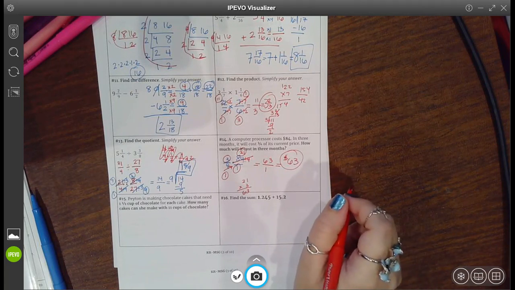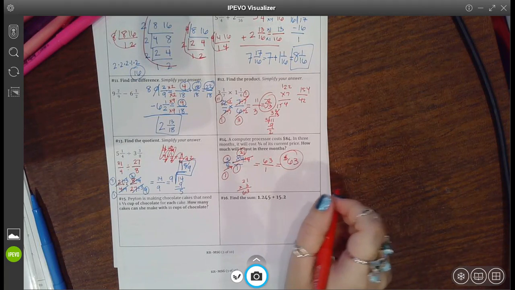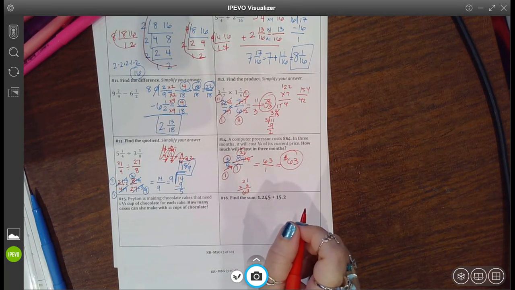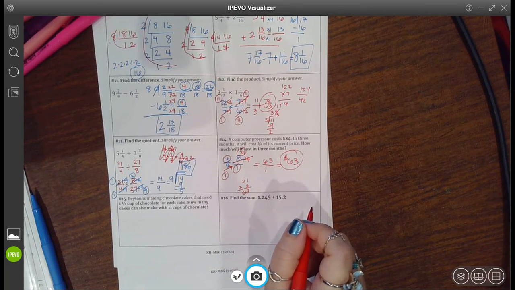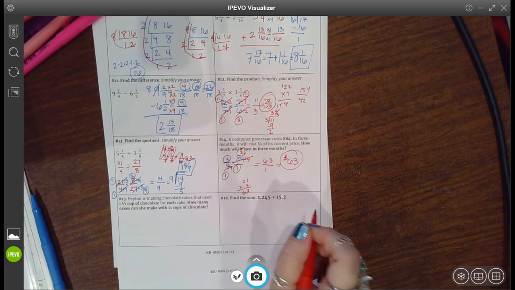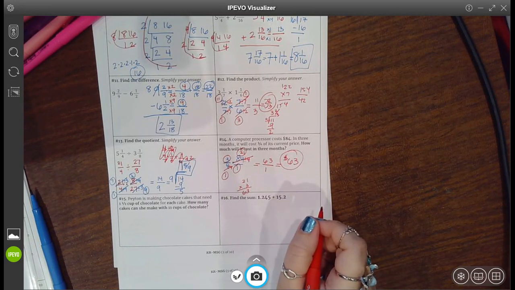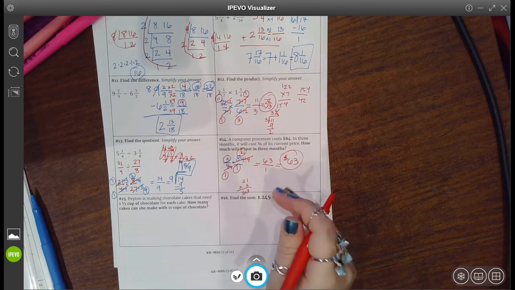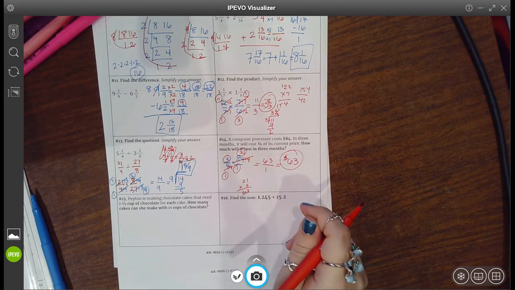Okay, my next one says Peyton is making chocolate cakes that need 1 1/3 cups of chocolate for each cake. How many cakes can she make with 11 cups of chocolate? Okay, if you need to, sometimes reading it again helps. How many cakes can she make with 11 cups? And you're trying to see how many of those she can make from it. So this is a dividing problem.